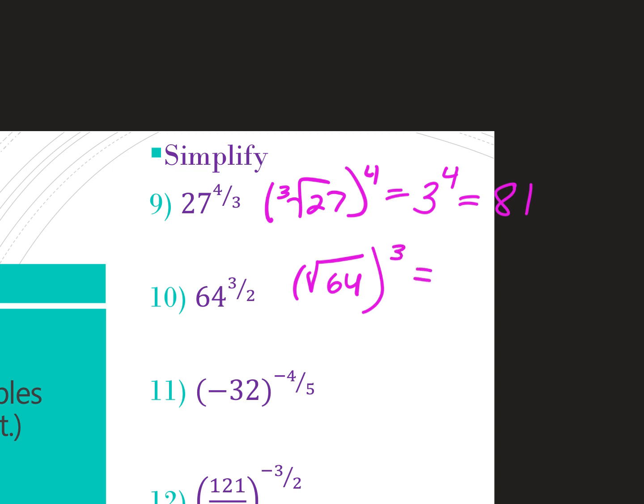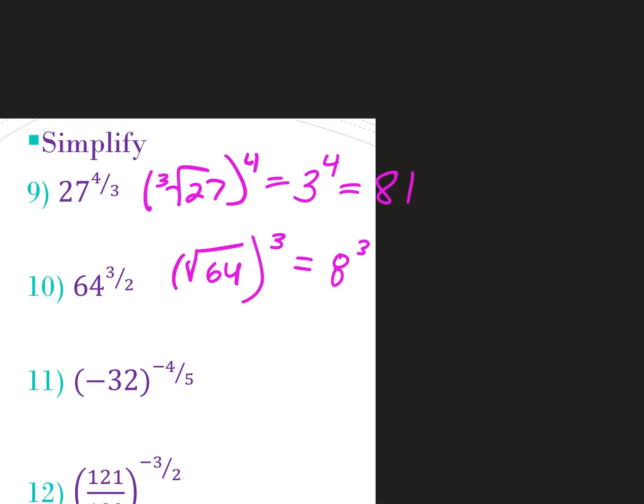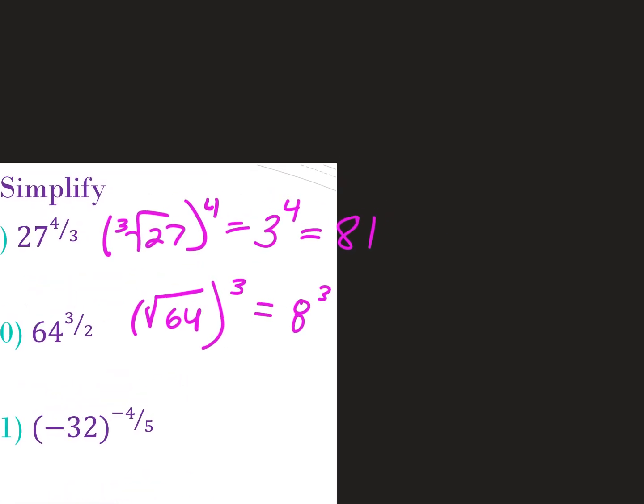Perfect. So what is the square root of 64? 8, and then 8 cubed. You guys are like, I don't know, I don't have a calculator. That's okay. You've got a brain. What's 8 squared? What's 8 times 8? 64 times 8. If mental math isn't your thing, no big deal. Write it down.